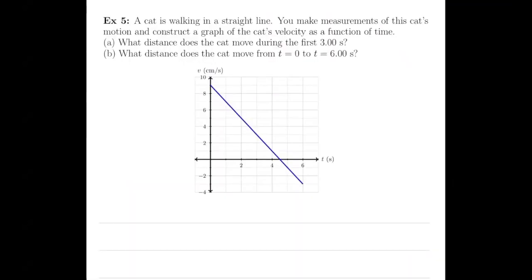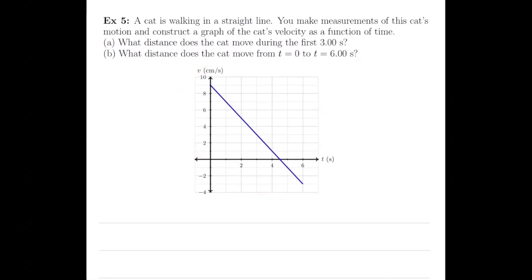Next, example 5. So a cat is walking in a straight line. You make measurements of this cat's motion and construct a graph of the cat's velocity as a function of time. What distance does the cat move during the first 3 seconds? We know the velocity, but how do we go from velocity to distance?